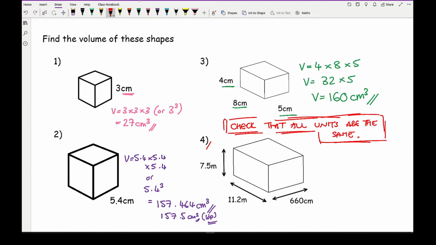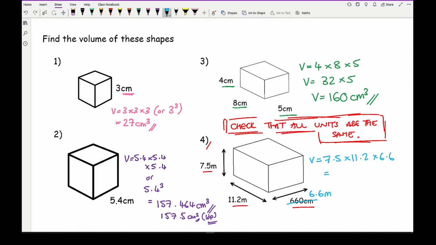Now with question 4, I've got 7.5 meters as the height, 11.2 as the width, but I've got 660 centimeters as the width. Now with this, because I've got 2 out of the 3 lengths in meters, it makes more sense for me to convert the 660 centimeters into meters rather than the other 2 into centimeters, because obviously it requires more work. So I'm going to convert that into meters. So that's going to be 6.6 meters. So now working out the volume, it's going to be 7.5 multiplied by 11.2 times 6.6.